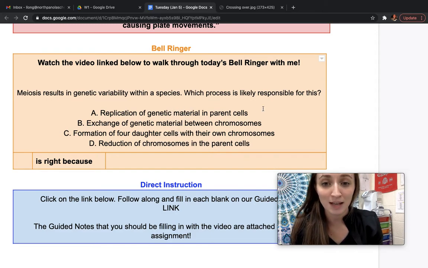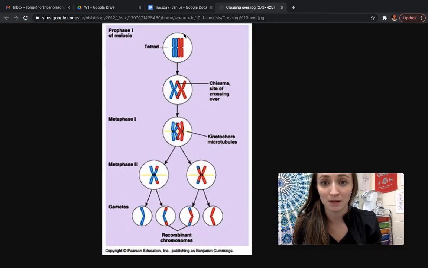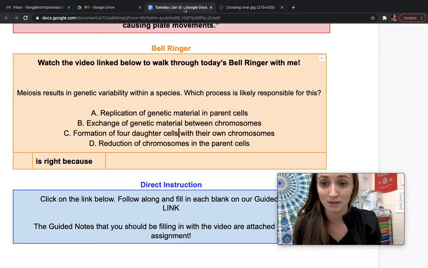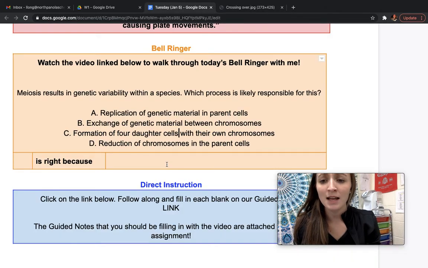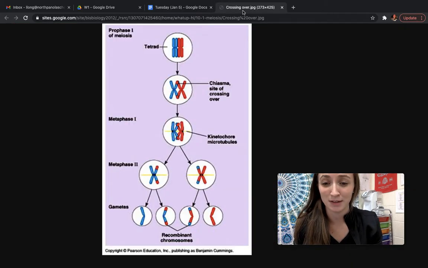We do have replication of the genes in the parent cell. They do replicate so they can make more cells. They do exchange genes between chromosomes. They do form four daughter cells, see 1, 2, 3, 4. And they do have a reduction, or they reduce the amount of chromosomes in the parent cells. So you can even see that in the picture. There's half the amount of chromosomes. So we have four daughter cells that have half the amount of chromosomes.